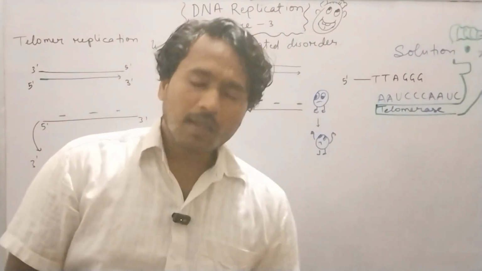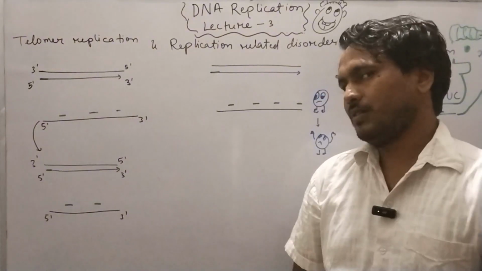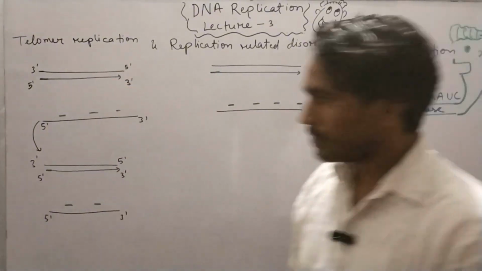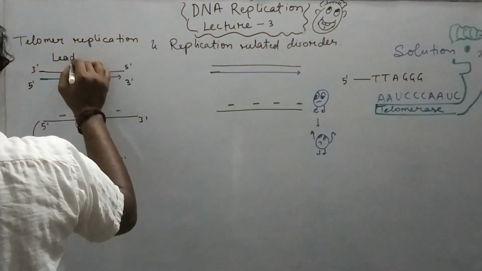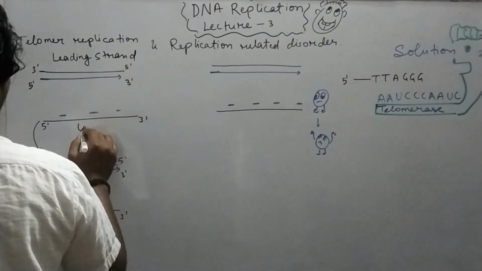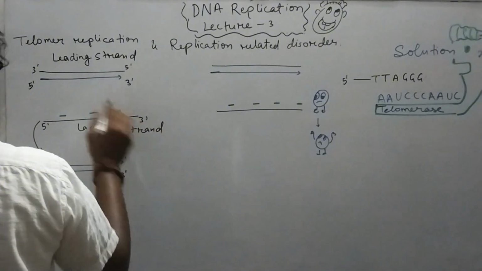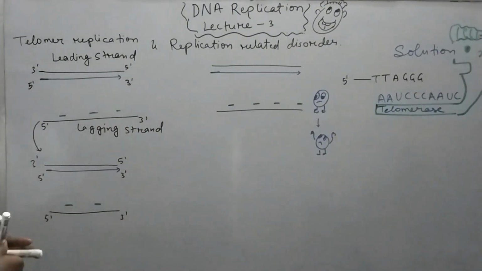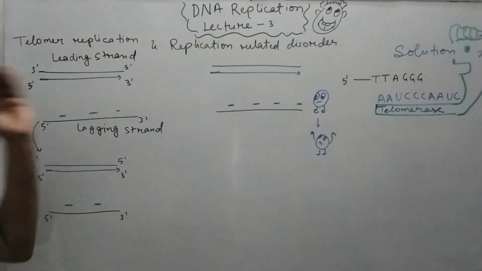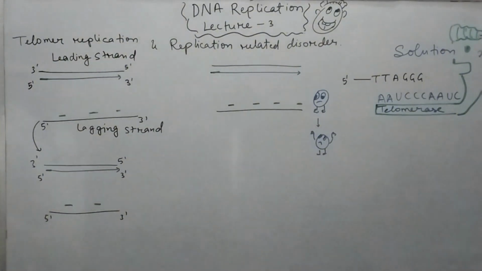So let's begin with DNA telomere replication. My dear students and friends, this is the normal DNA strand. This is the leading strand, and this is the lagging strand. Now the leading strand doesn't have much trouble during replication because it needs only one primer and it continues till the end of the chromosome, till the end of the DNA.